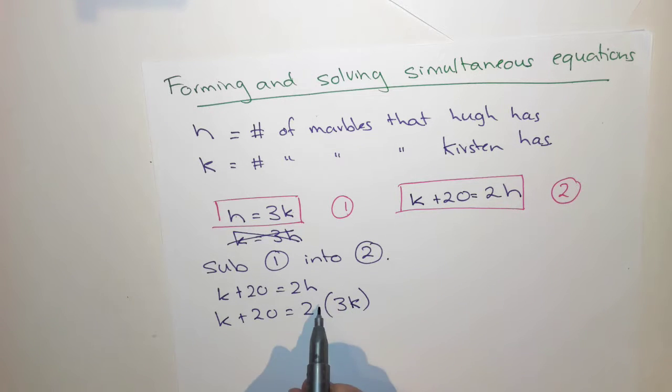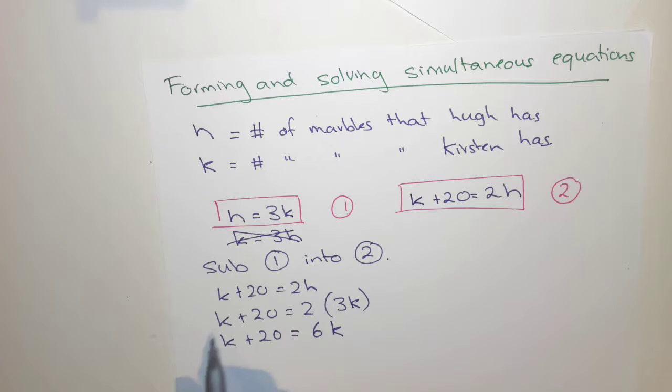Okay, so now I've got this, so I need to do 2 times 3K, and that's going to give me 6K. So K plus 20 is equal to 6K. Now I need to get the K's all on one side and the numbers on the other to solve for it. So I'm going to leave this K here. This 6K, I'm going to move that to the other side. So that needs to move across. And this 20 is a number by itself, so that needs to go across to the right-hand side.